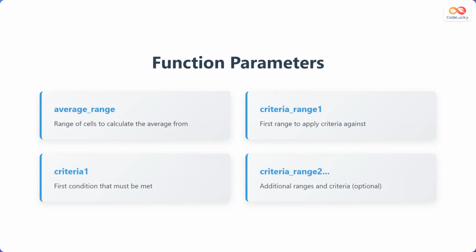Let's break down the parameters of the AVERAGEIFS function. The average_range is the range of cells that will be used to calculate the average. Criteria_range1 is the first range of cells that will be evaluated based on a specific condition. Criteria1 is the actual condition or criteria that must be met for the corresponding range. Criteria_range2 and so on are additional, optional ranges and their respective criteria to further refine the average calculation.